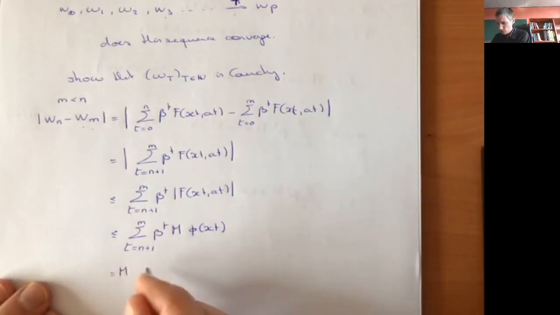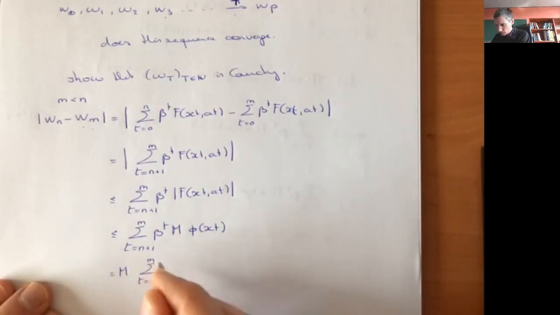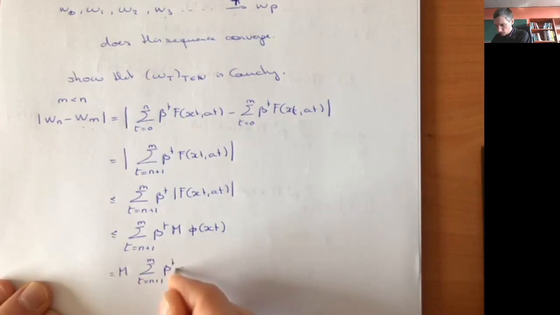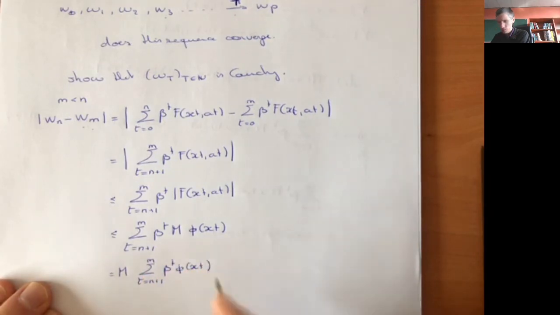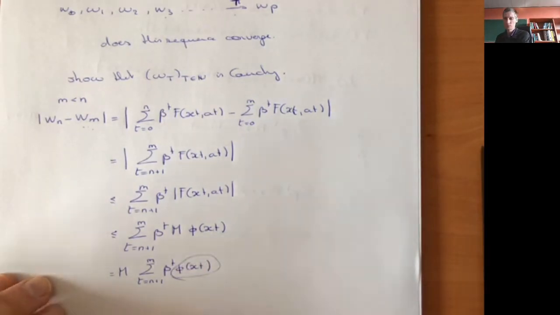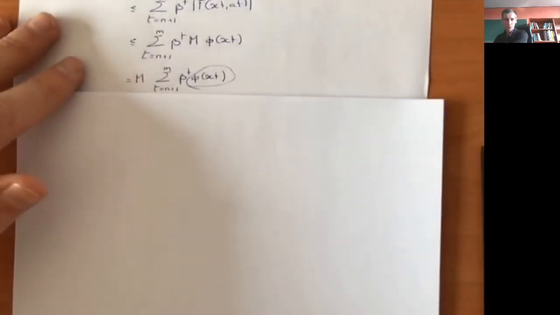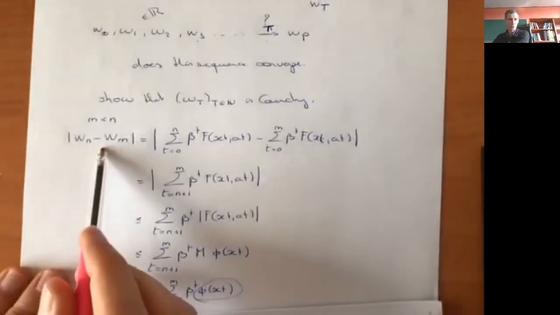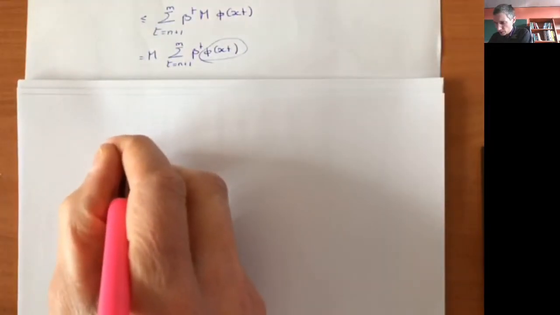So this is equal to m phi xt. Okay, so let's focus on this term here. Let's try to put an upper bound on this term, because we want this to go to 0. So we have phi of xt.